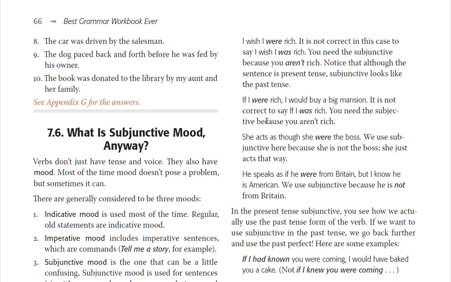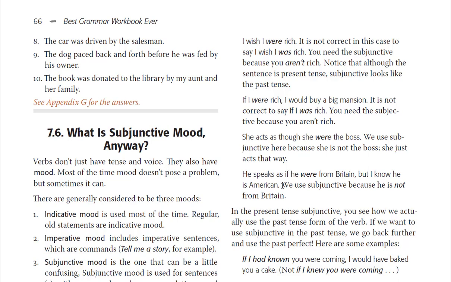If I were rich, I would buy a big mansion. It is not correct to say "if I was rich." You need the subjunctive because you aren't rich. She acts as though she were the boss. We use subjunctive here because she isn't the boss. She just acts that way.